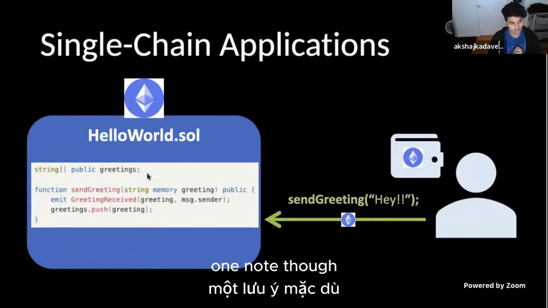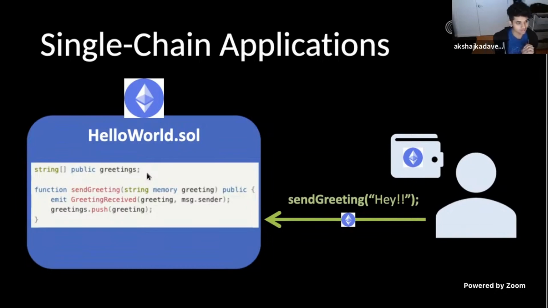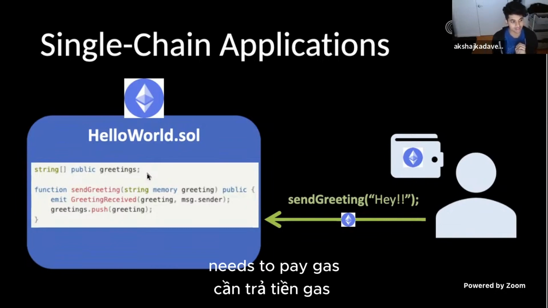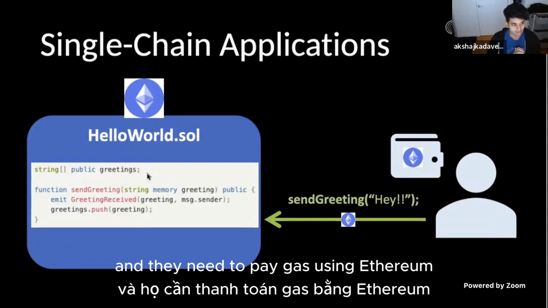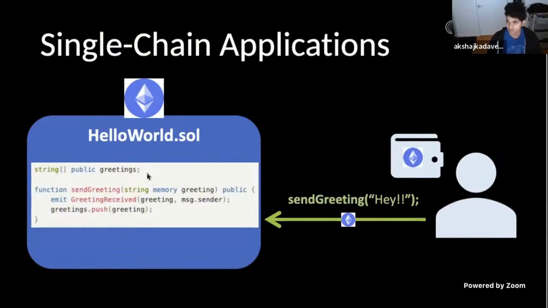This is a simple single chain application, your typical Solidity contract, nothing crazy happening here. One note though, is that a user to interact with this contract needs to pay gas, and they need to pay gas using Ethereum. So they need to have the Ethereum token in their wallet. Make sense?